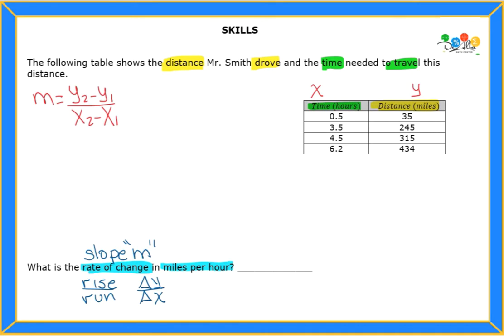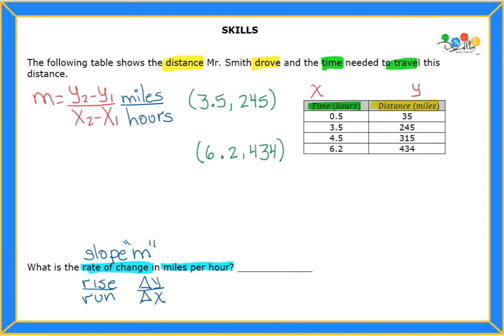Next, I'm going to ask you to write down labels next to the y values, right? So the y is going to be the miles. The x will be the hours. Next, I am going to choose 2 points from the table. You can choose whichever points you want. I am going to choose 3.5 and 245. Second point that I'm going to choose is 6.2 and 434.